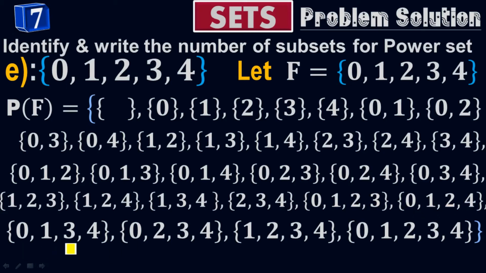Similarly, I have 0, 1, 3, 4. Then I have 0, 2, 3, 4. Then I have 1, 2, 3, 4. So all the 5 subsets of the 4 elements are different. So you shouldn't be worried. You are on the right track.